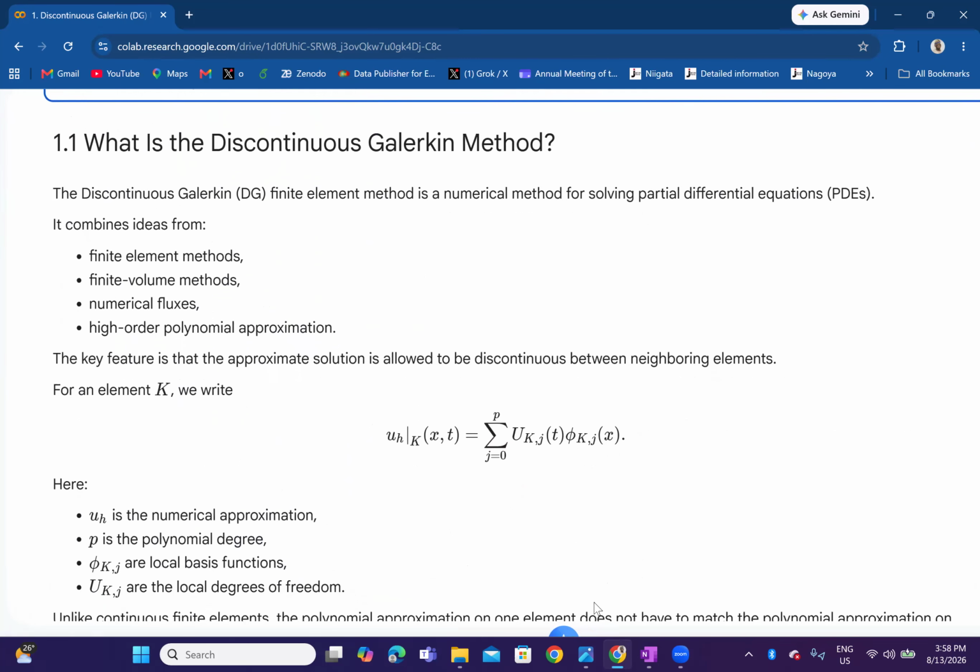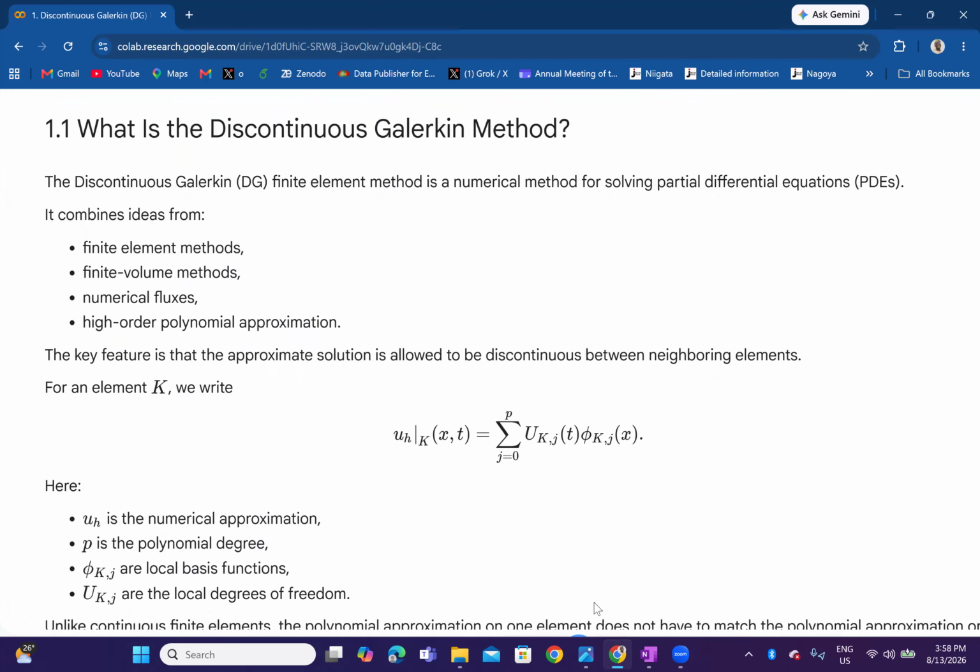First of all, what is the discontinuous Galerkin method? The DG finite element method is a numerical method for solving partial differential equations. So this could have easily continued under the differential equations playlist. It combines ideas from finite element methods, finite volume methods, numerical fluxes, and high order polynomial approximation. Now, the key feature is that the approximate solution is allowed to be discontinuous between neighboring elements.